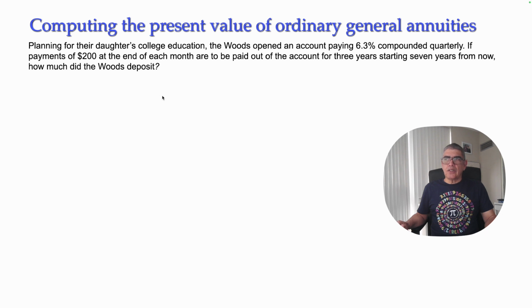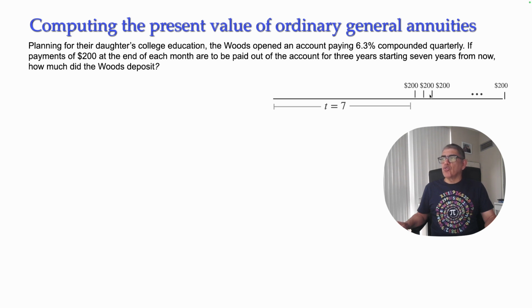So this is the question, and if we read the question well, we notice that there is a time in which there is no payment, so the question is how much to put here at the beginning. Then after 7 years, they are going to start withdrawing $200 at the end of every month, and that happens for 3 years. So this is what we have. The question is how much the Woods deposit here at the beginning of these 7 years.